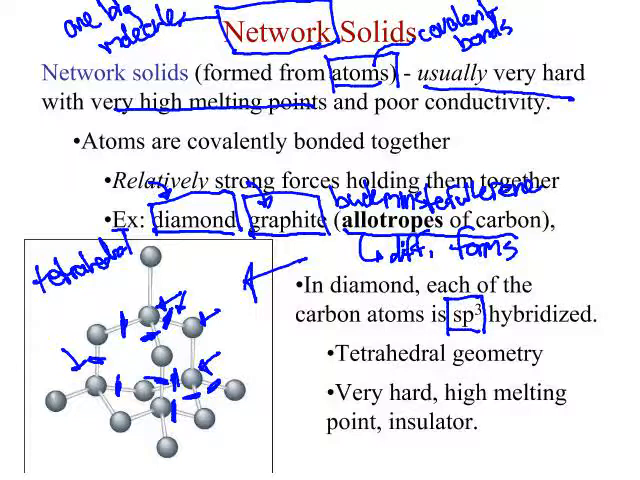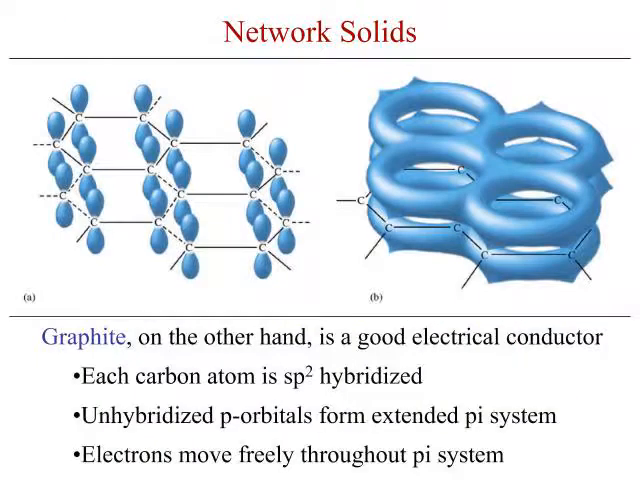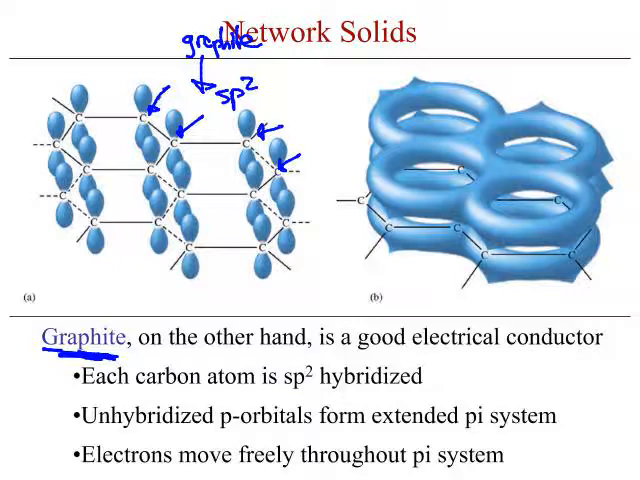Now we're going to consider another example of a network solid formed from carbon, which is graphite. Graphite is a little bit weird. This is, again, an allotrope of carbon. This right here is a structure representing graphite and the way that it is held together. If we look at each of the carbons in graphite, these are all sp2 hybridized, which means that the geometry about each of the carbon atoms is going to be trigonal planar.